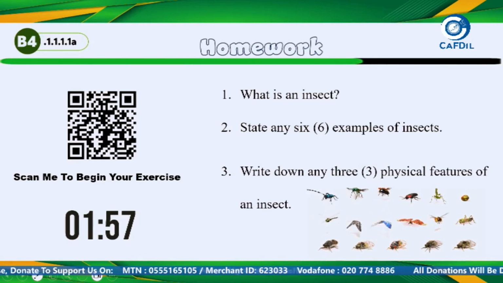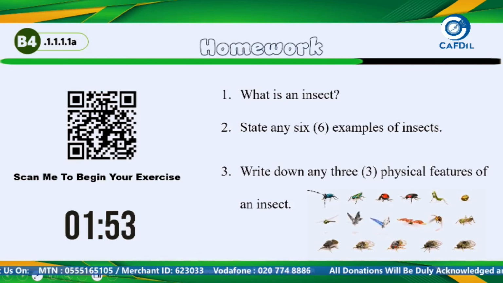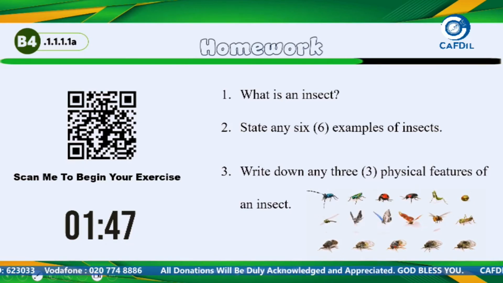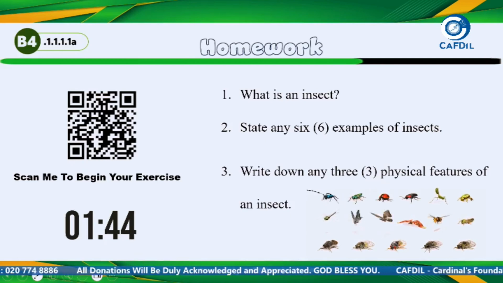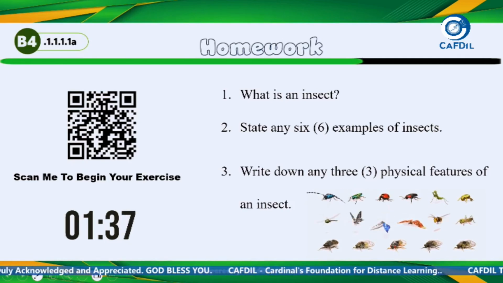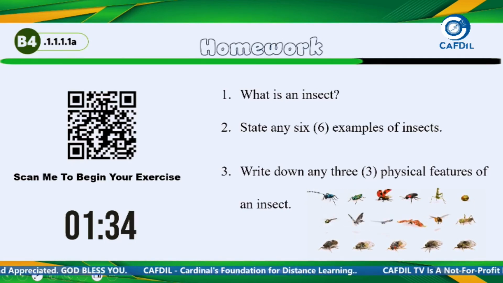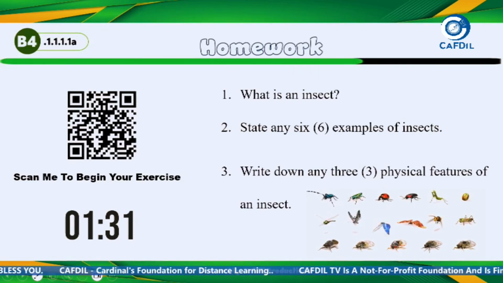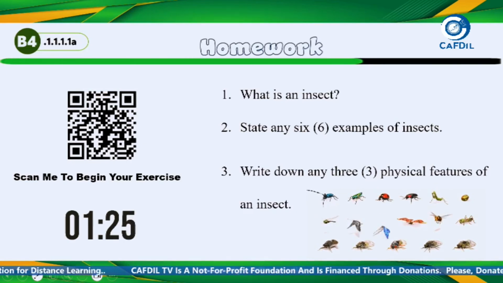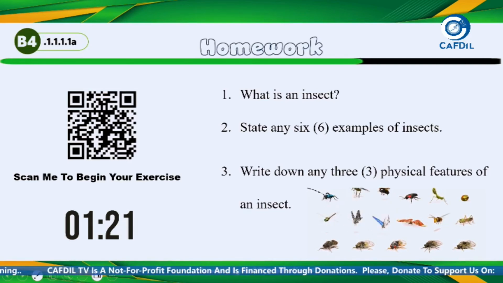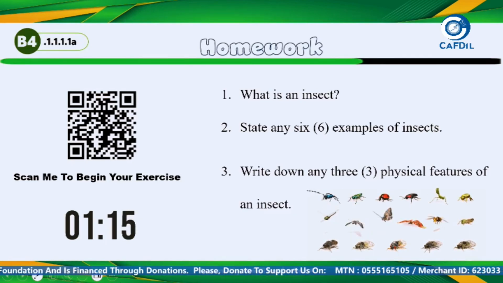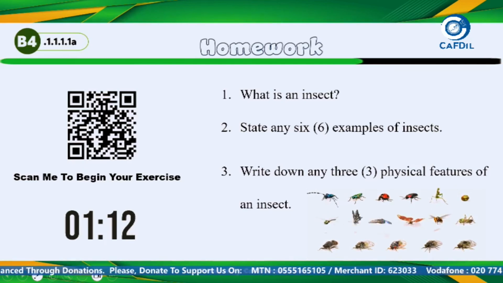So I'll give you a few minutes to do the assignment. As I said, you can scan the QR code on your screen to begin your assignment. When you begin, you type your name, your school, and then your location before you start the test. When you finish, you go to submit test. You see your results, and I'll also see it as well. So let's all begin the assignment. If you don't have a phone or a tablet, then write this assignment down and do it in your exercise book.